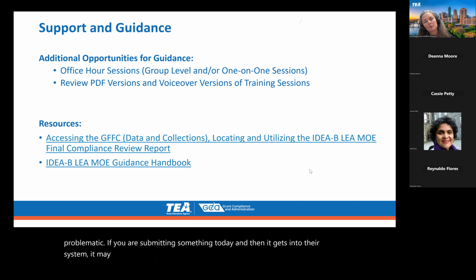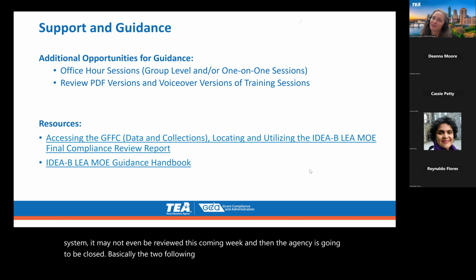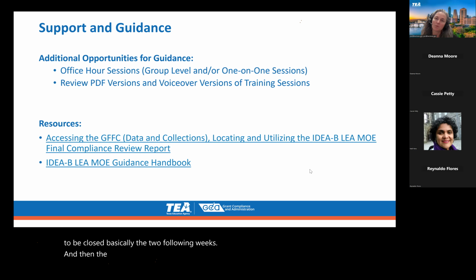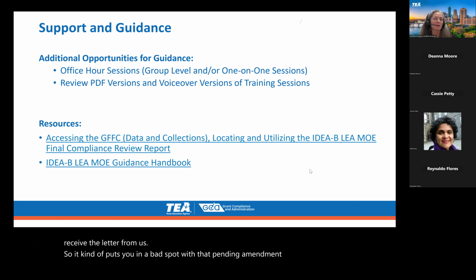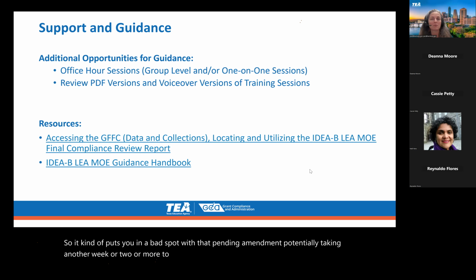It may not even be reviewed this coming week, and then the agency is going to be closed basically the 2 following weeks. And then the beginning of January, that first week of January, is when you're going to receive the letter from us. So it kind of puts you in a bad spot with that pending amendment potentially taking another week or 2 or more to be awarded.